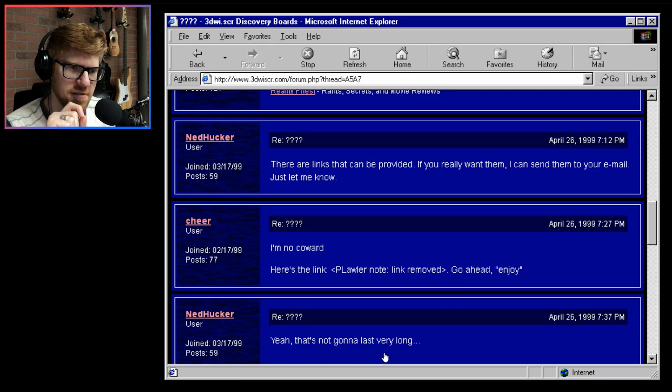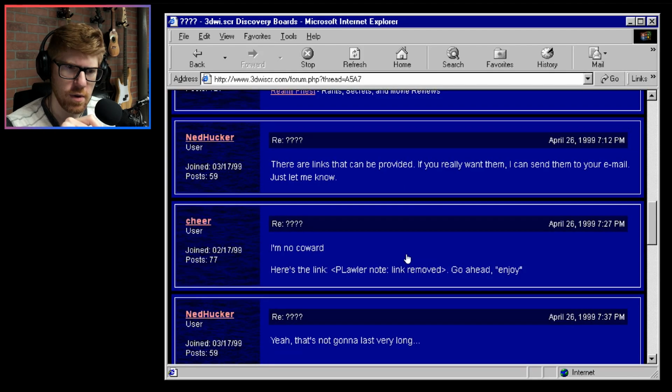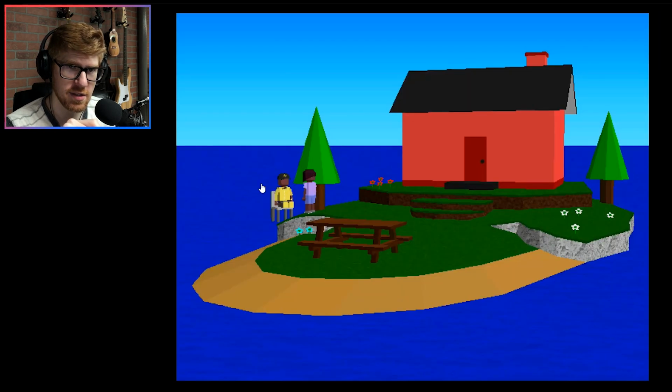Yeah, that's not going to last very long. Okay, they sent a link? What? To what? Wait, go back. There are links that can be provided if you really want them. To what? I gotta go back. Can somebody give me more info about this? Implications about the screensaver. Here's the link. To what? Is this the link? I don't want to see what's happening.